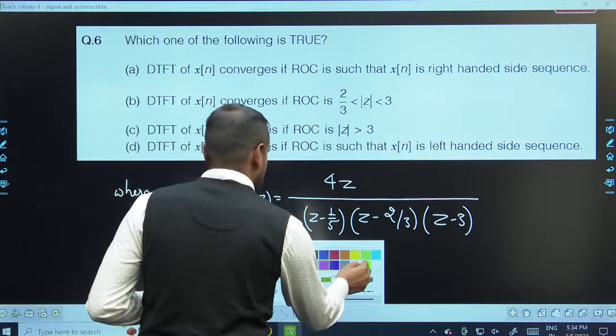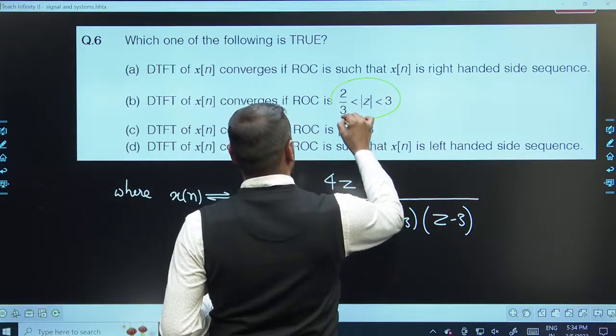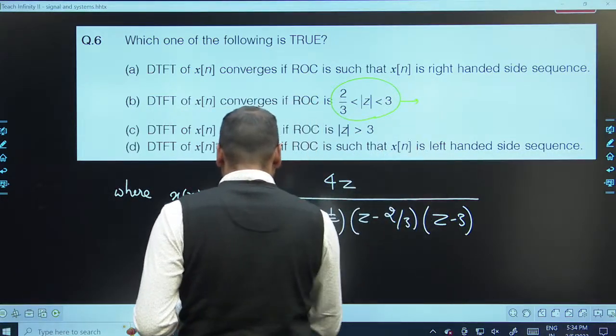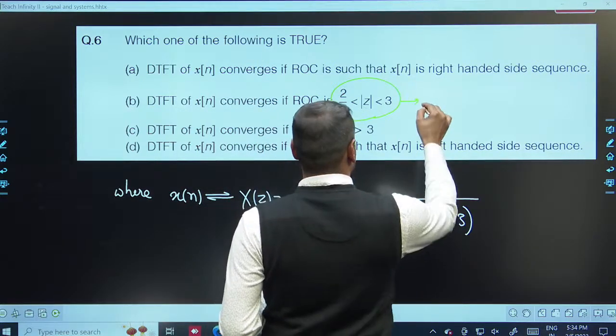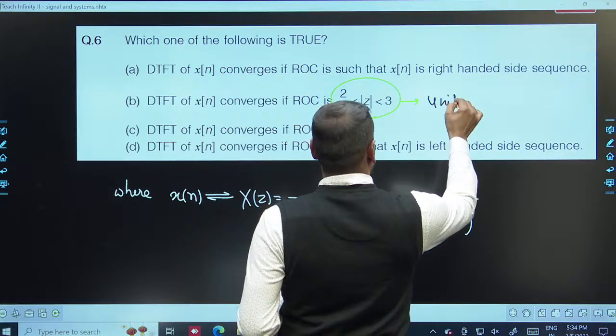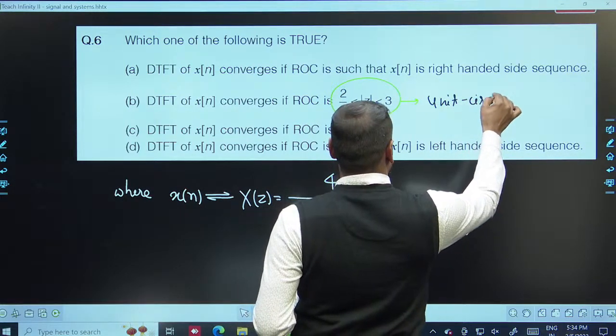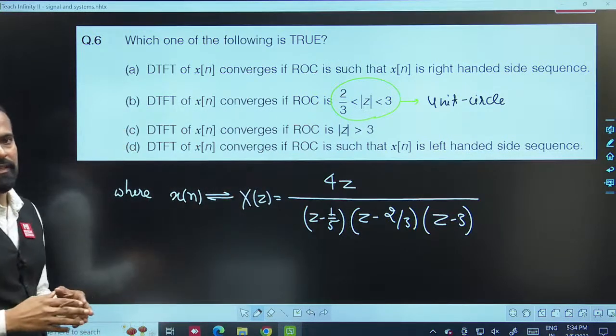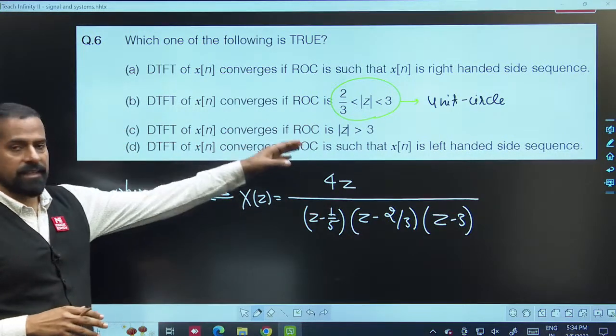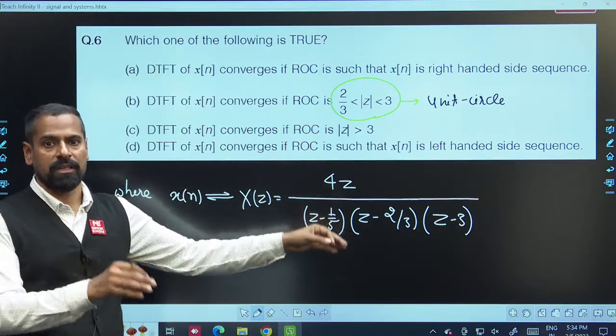Here this ROC is including the unit circle. So this ROC is including the unit circle, it means in this case DTFT will be convergent.